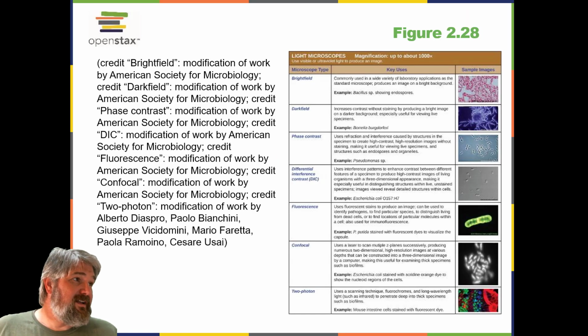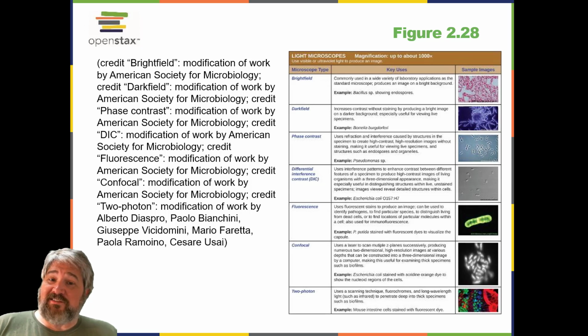And these figures summarize the features of the various microscopes discussed herein. So the brightfield microscope is commonly used in a wide variety of laboratory applications, as the standard microscope produces an image on a bright background. The darkfield microscope increases contrast without staining by producing a bright image on a darker background, especially useful for viewing live specimens. Phase contrast uses refraction and interference caused by structures in the specimen to create high contrast, high resolution images without staining, making it useful for viewing live specimens and structures such as endospores and organelles.